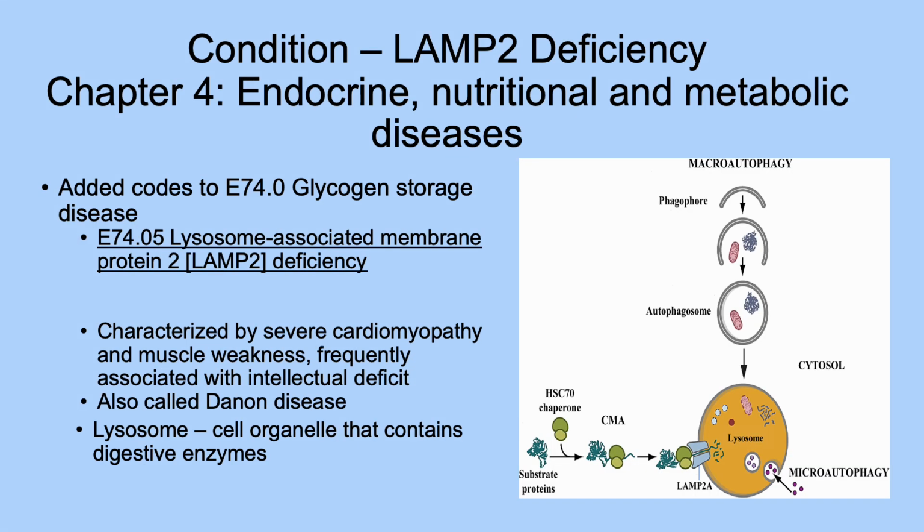Also, in Chapter 4, added a code to E74.0 glycogen storage disease. A new code under that is for LAMP2 deficiency, lysosome-associated membrane protein, E74.5. This is a condition with severe cardiomyopathy, muscle weakness, often intellectual deficit. It's also called Danon disease. A lysosome is something inside a cell. So now you have a specific code for this.